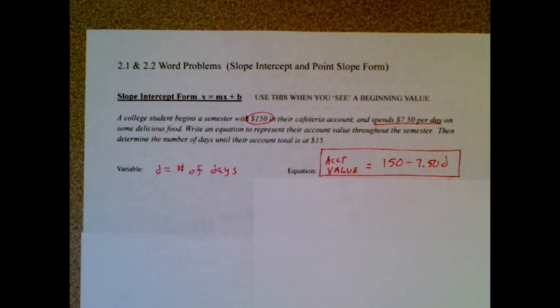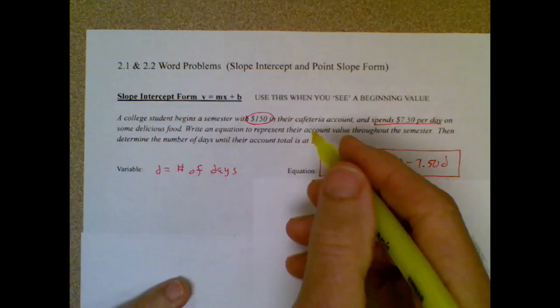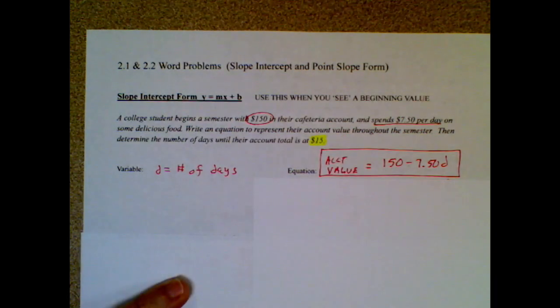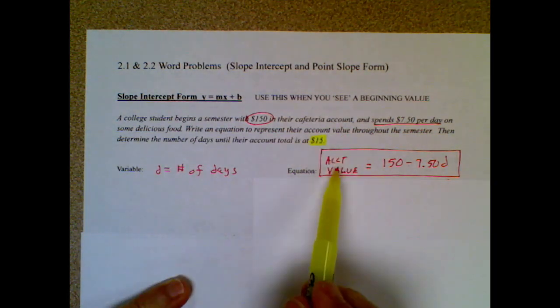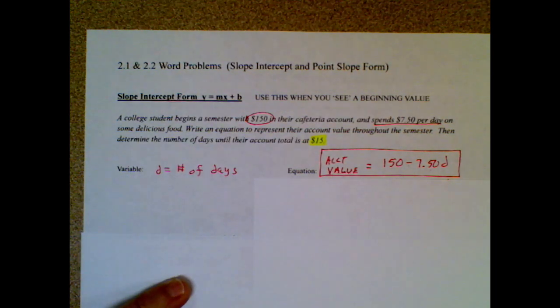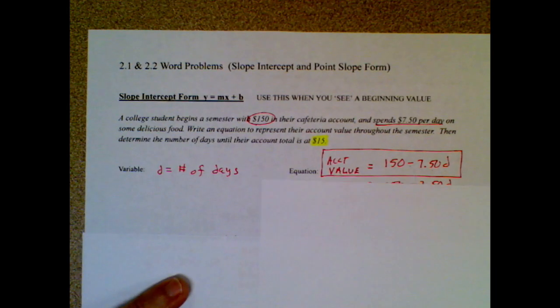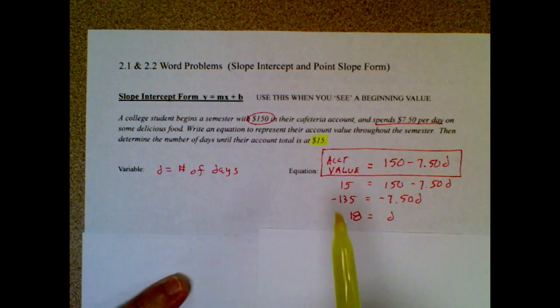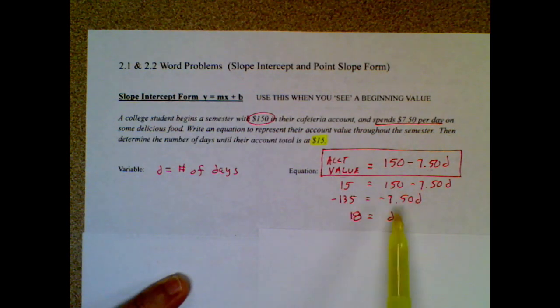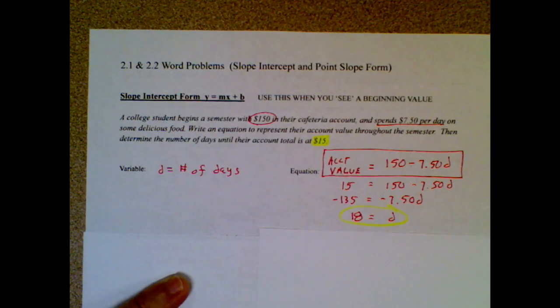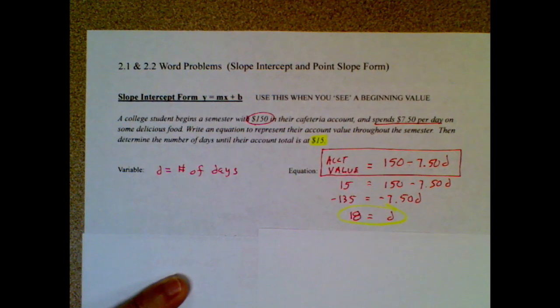Now, if I wanted to know when my account total will be $15, then I can take that $15 and replace it with the account value, and now I have an equation that I can solve. My account value is $15, everything else stays the same, and now I do all the algebra steps I come to know, and I find out that after 18 days, my account value is at $15.